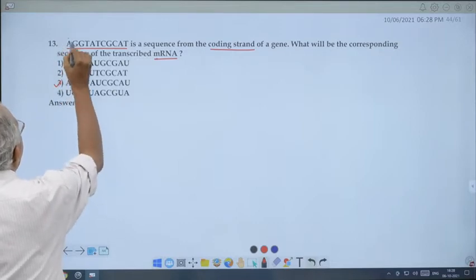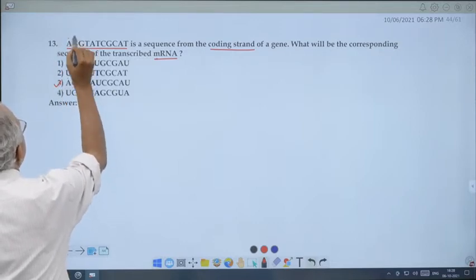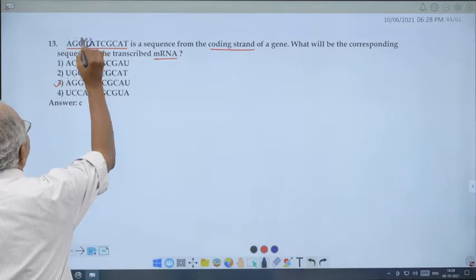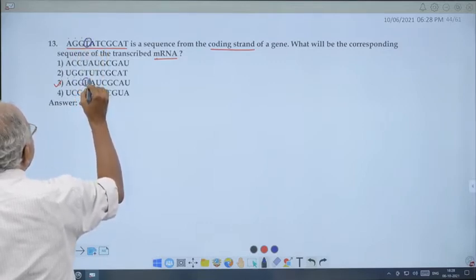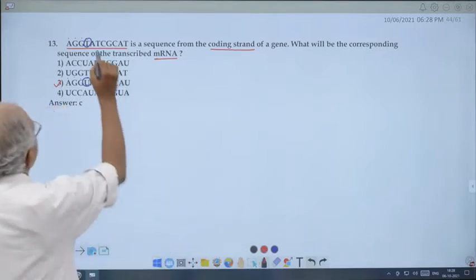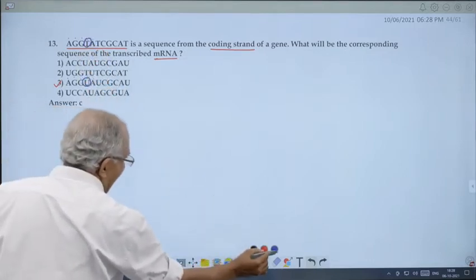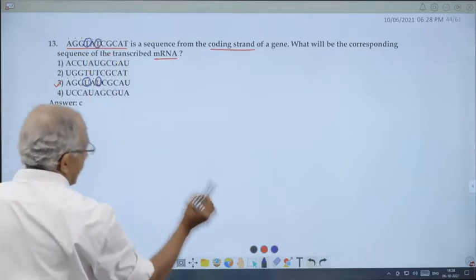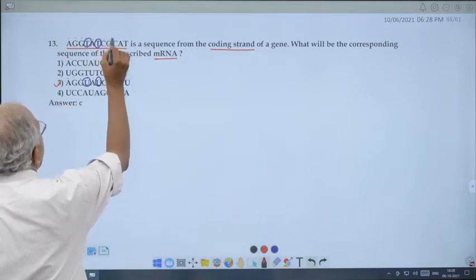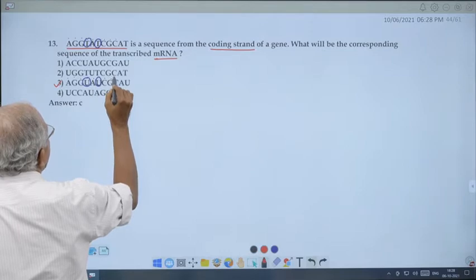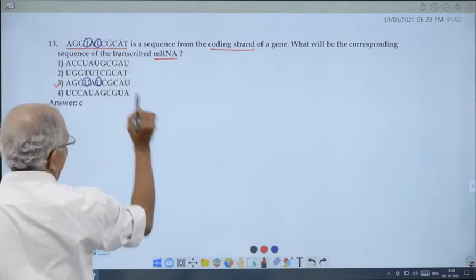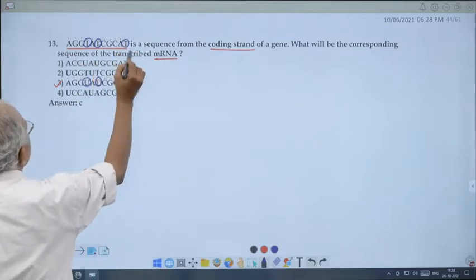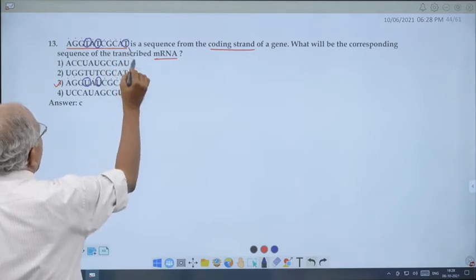A, G, G, G, G. But you should write U. Then the other, A. Again, T comes in the coding strand, that you write U. Then C, G, C. C, G, C. A. Again, T comes, you write U. So this is the technique to write down.